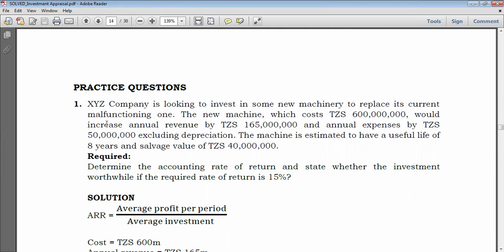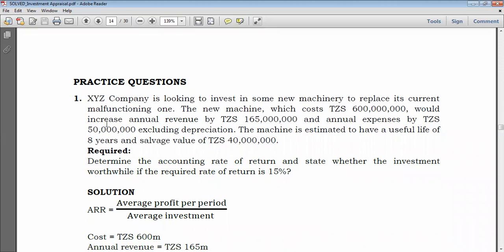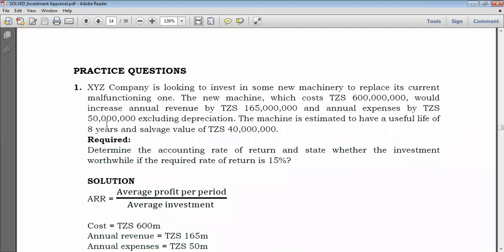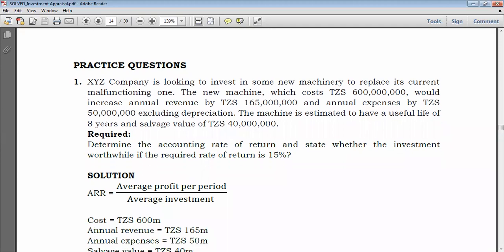It would increase revenue by 165 million and expenses by 50 million, excluding depreciation. So you are told that these annual expenses are exclusive of depreciation. If you are told in the question that they are exclusive of depreciation, this actually tells you that these are cash flows because depreciation hasn't been deducted. And we're told the machine is estimated to have a useful life of 8 years and a salvage value of 40 million TZS. Salvage value, the other name we call it is residual value.